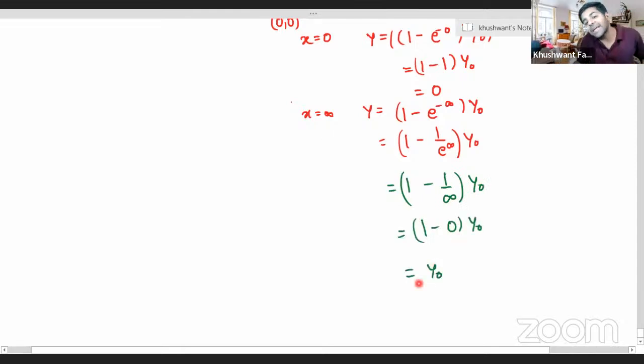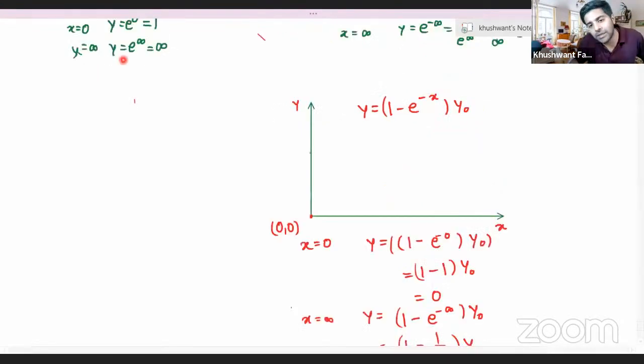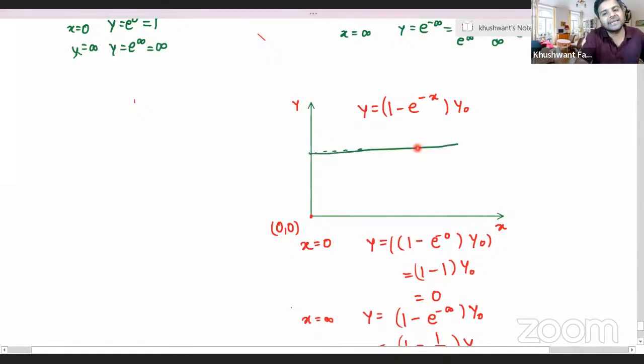This means at x is equal to infinity, the y value is becoming some constant value. As x advances, as x increases, the y value is approaching a constant value y naught. So the curve for a constant value, y constant. Aanchal, am I correct that if I draw y is equal to y naught, it can be a straight line like this, right? So as x approaches infinity, it becomes close to this value.